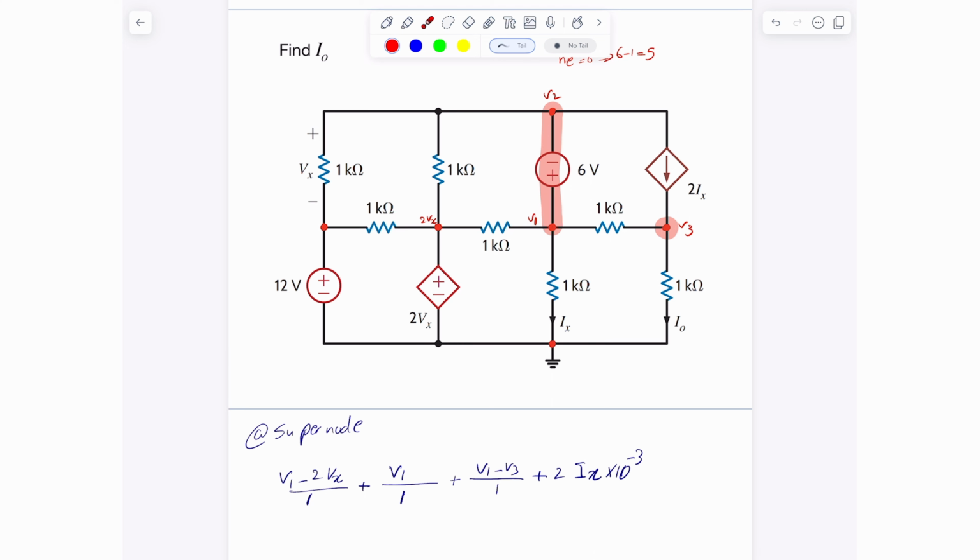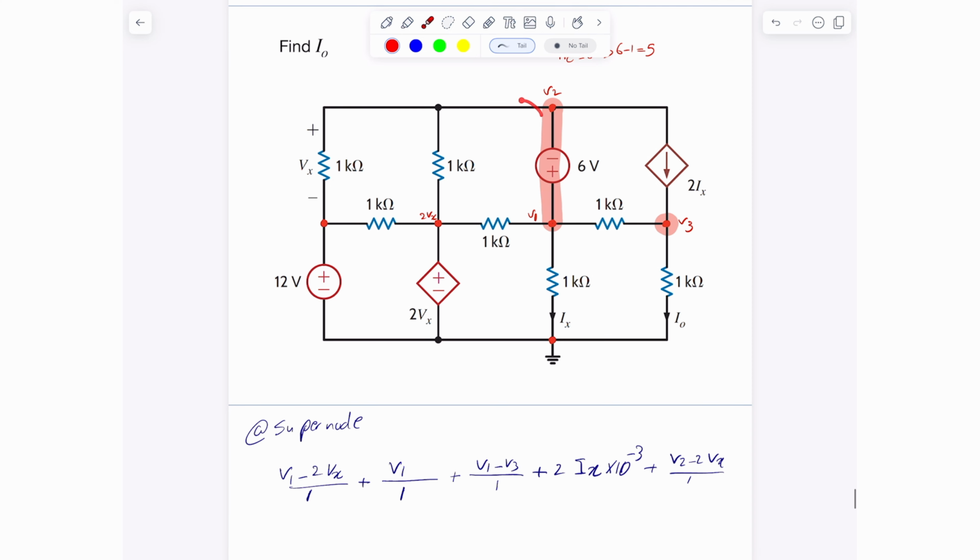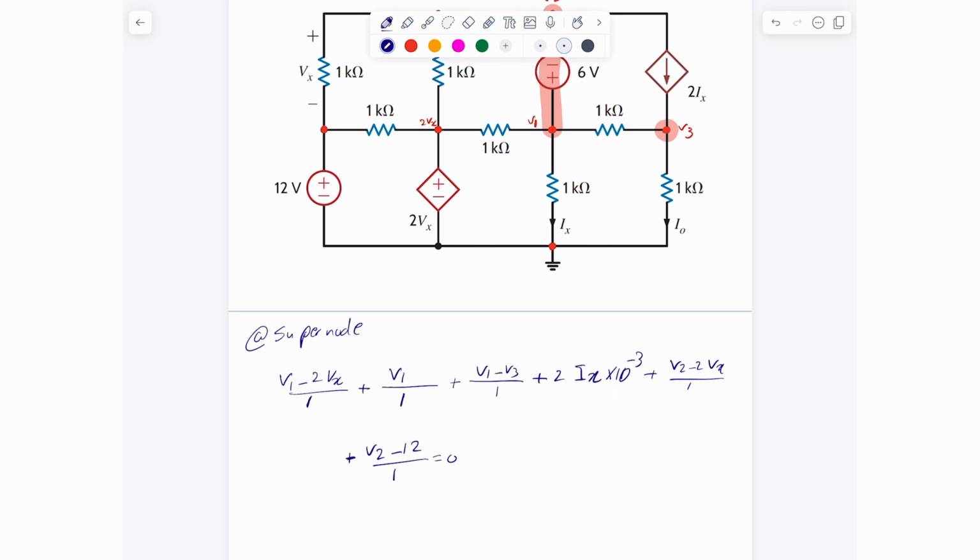So what's left, I believe, is this current and this current in here. So let's do that. We have plus V2 minus 2Vx divided by 1 kilo ohm. This is this particular voltage in here, so I said V2 minus 2Vx. And then here we have V2 minus 12, which is actually my Vx, but anyway, that's V2 minus 12. So let me write that on a new line: plus V2 minus 12 divided by 1 kilo ohm equals 0.